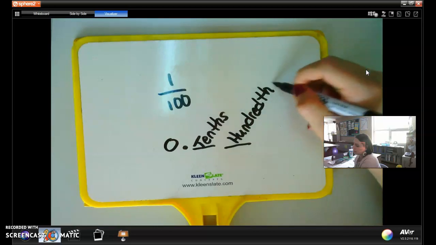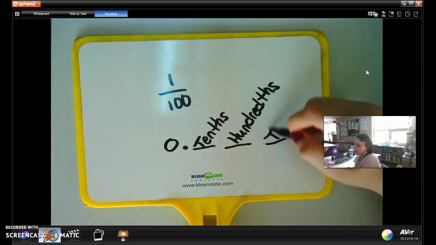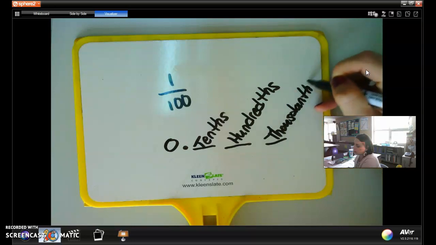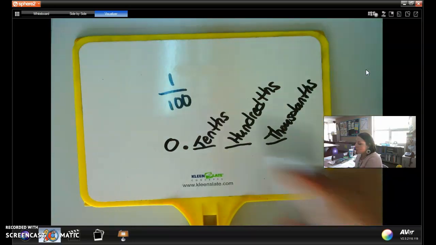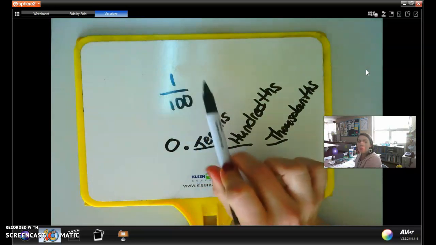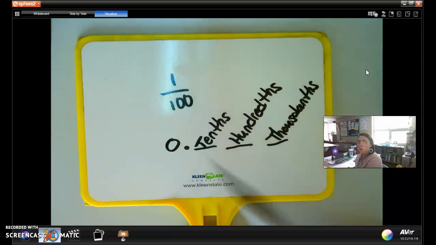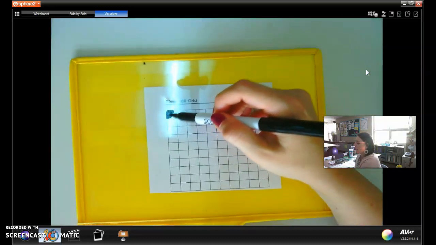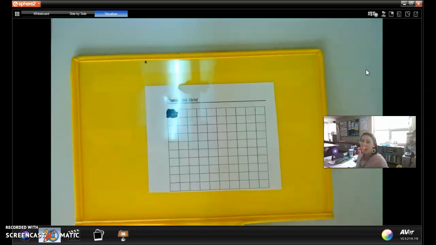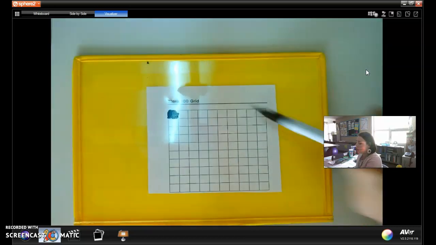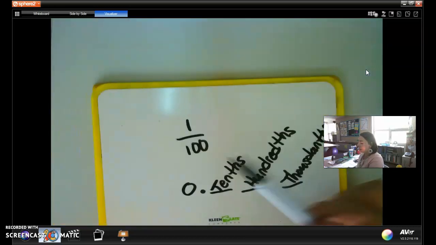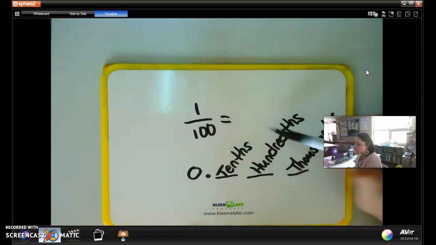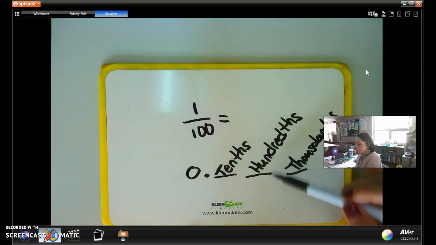Okay. The one after that is thousandths, and so on. Well, if I have 1/100th shown on that grid that just had one of these little boxes shaded in, that means I have 1/100th of my whole. As a fraction, I have 1/100th, but I can write that as a decimal as well.